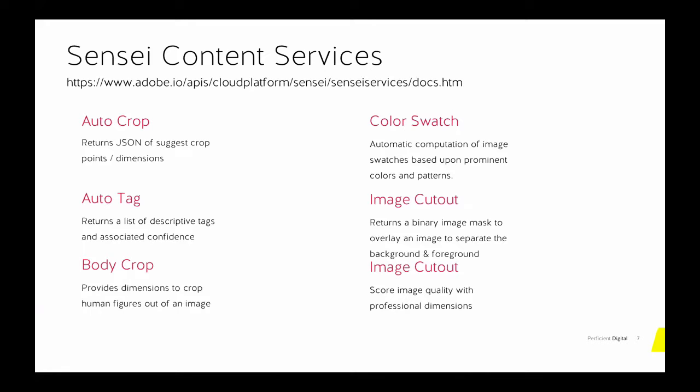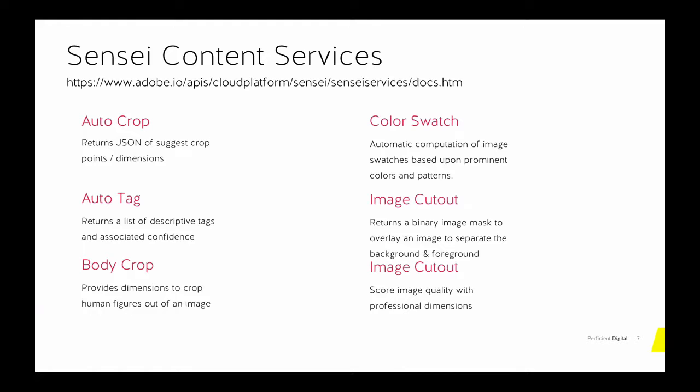Color swatch produces a color swatch based on the prominent colors or patterns. So it basically allows you to derive what colors make up an image. Useful if you want to set the background appropriate to an image before it loads or something like that.